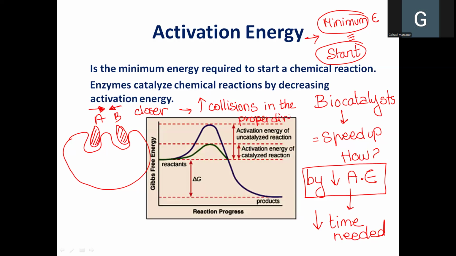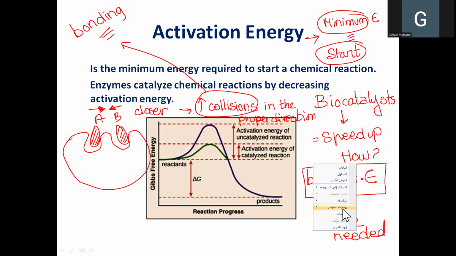And this, of course, facilitates chemical reactions because if there is an increased likelihood of collisions, then there is an increased likelihood of breaking down bonds and forming new bonds. Now, how can this be applied on the graph, which is a very important and famous graph?